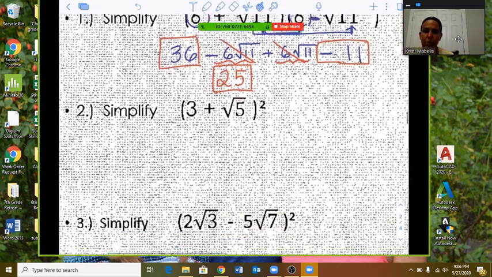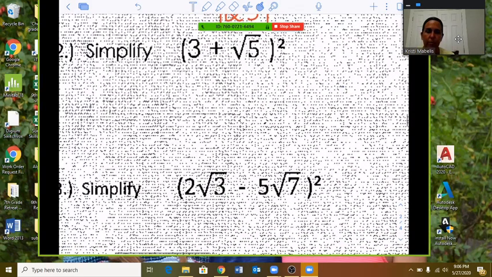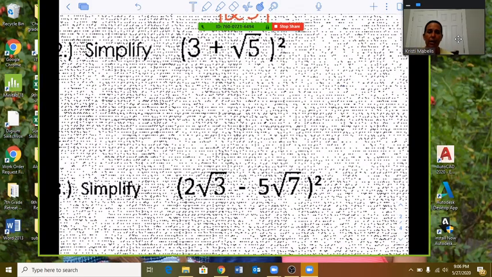All right, let's try 2 more. This one's written a little bit differently. 3 plus radical 5 squared.